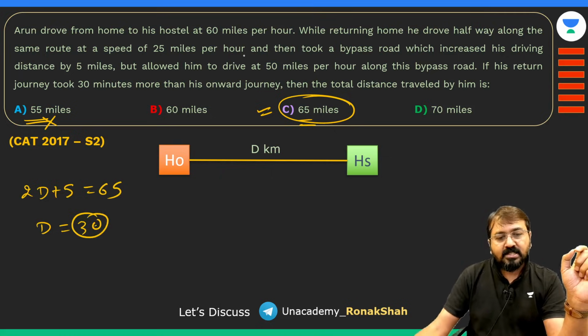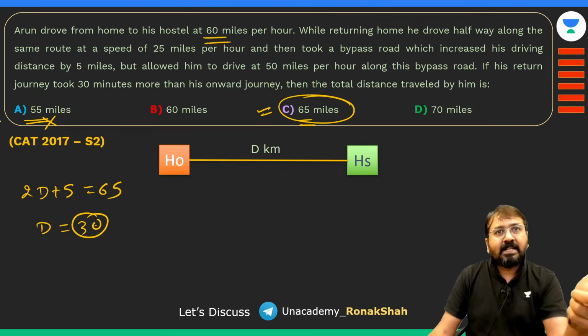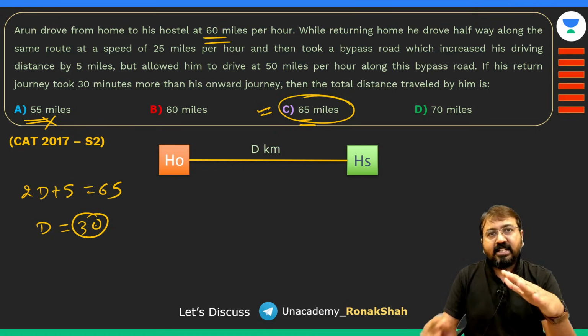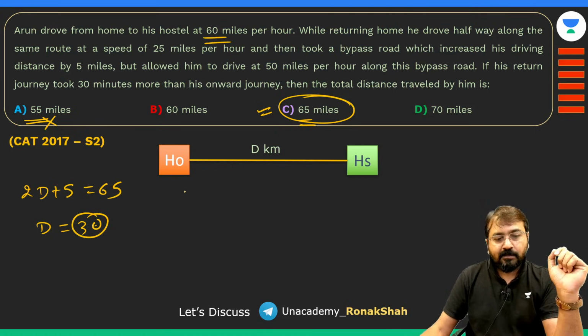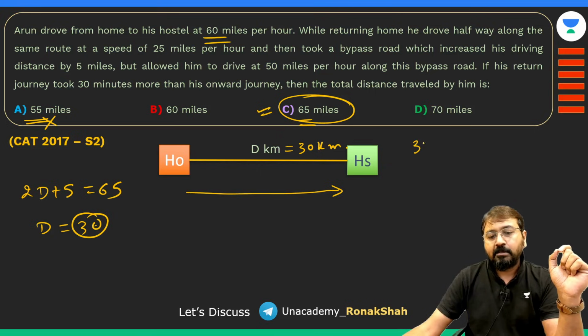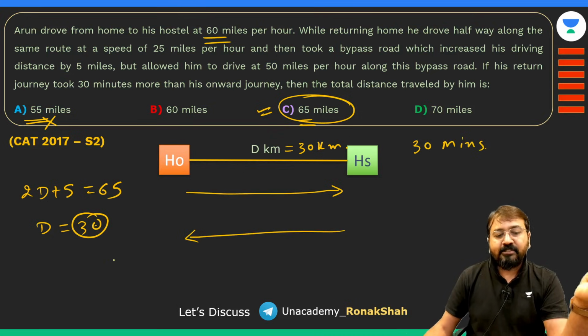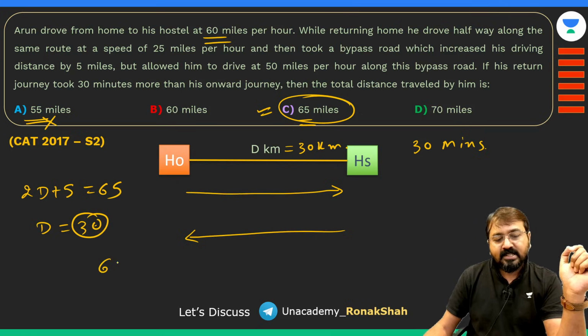This 30 is just half of 60. So definitely it will produce a simple calculation, and chances are very high that you will get the desired answer. So let's try for that. So if I assume the distance as 30 kilometer, right, he travels this at the speed of 60. So it must have taken 30 minutes time for him while going from home to hostel. That means the time that he should have taken while coming back should be 60 minutes.